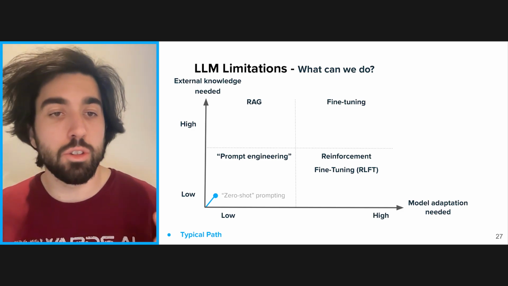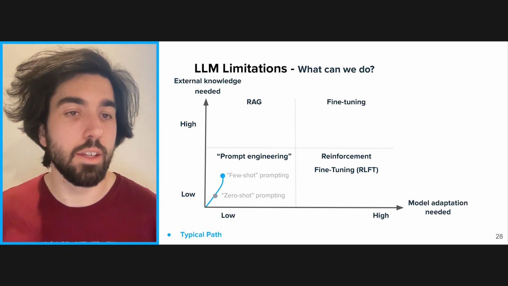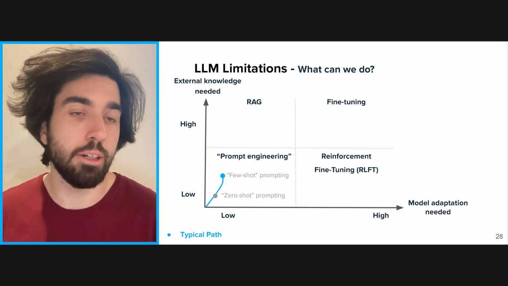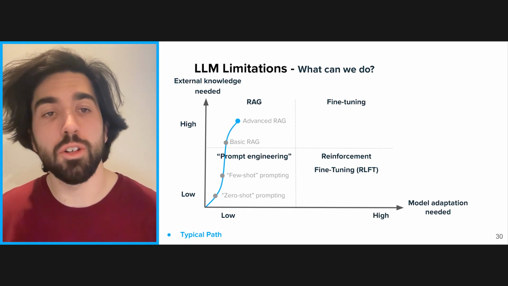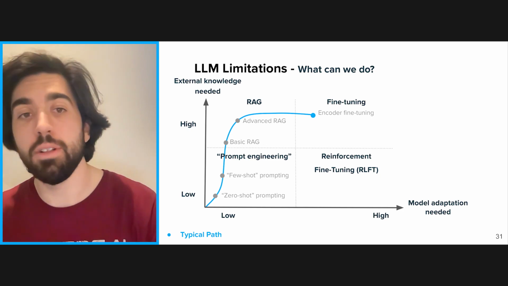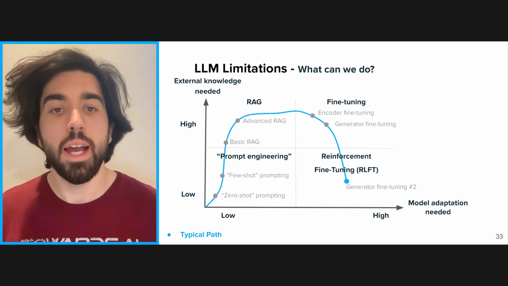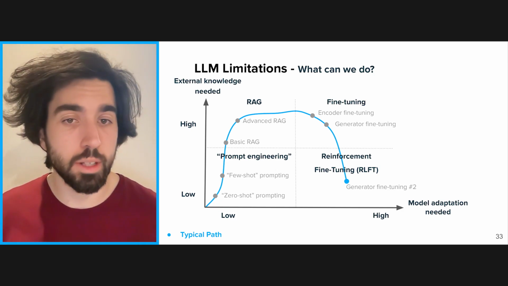So first you want to start with prompting, specifically zero-shot prompting. Then you want to try few-shot prompting, so giving it a bit of examples of how to do it. Then implement some basic RAG feature, more advanced ones. Try fine-tuning, but not the generator, the encoder. Then try fine-tuning a generator. And finally, fine-tune a generator again, but using reinforcement learning.